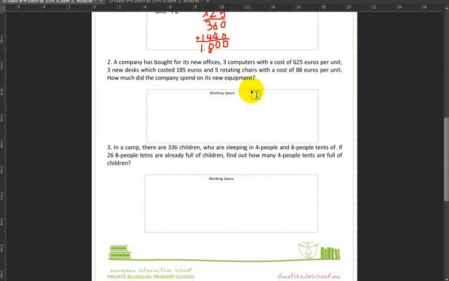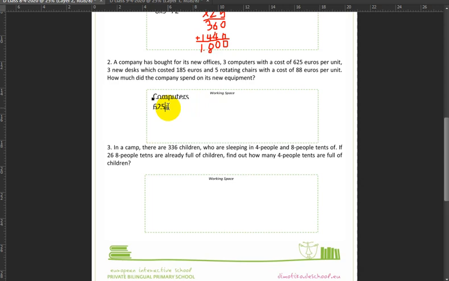Okay, so we have some things that we bought here. We bought computers, we bought desks, we bought chairs. We're going to have to figure out the cost of each of these and then add them all together. Okay, so first let's start with the computers. To figure out how much the computers cost, I need to do the multiplication 3 times 625 because I bought 3 of them and each one cost 625 euros. So we're going to do this multiplication.